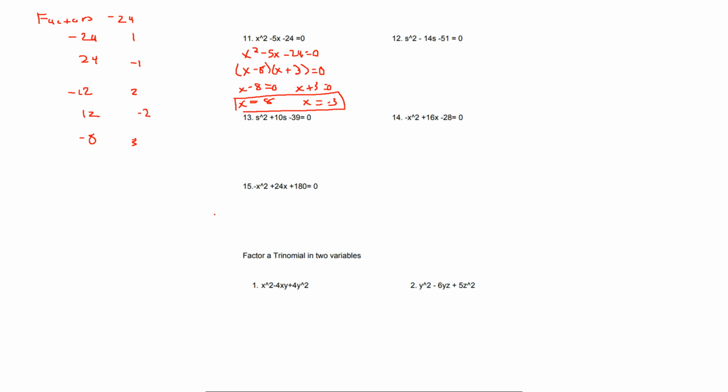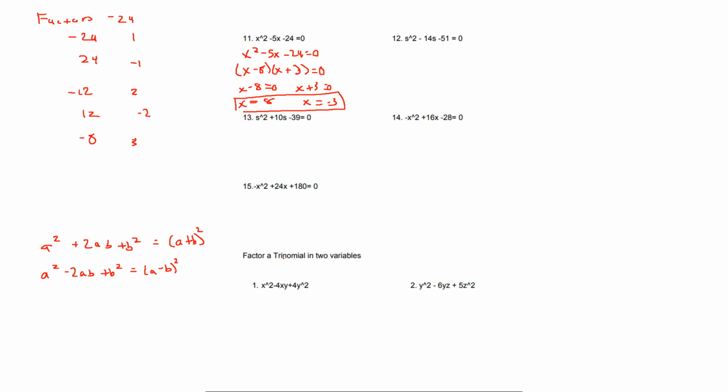This next section is a little bit more difficult. It's factoring a trinomial with two variables. So to do this, there's two forms actually. A squared plus 2ab plus b squared is going to equal a plus b, quantity squared. And a squared minus 2ab plus b squared equals a minus b, quantity squared.